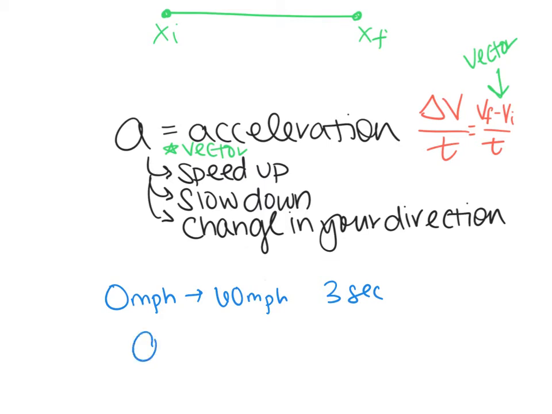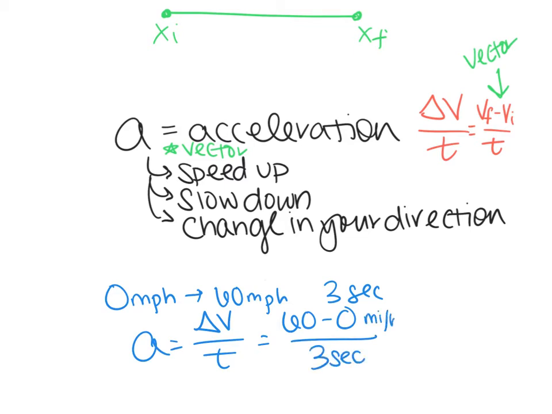Well, I could do my acceleration is the change in velocity over time. So I went from 0 to 60. So final is 60 minus 0. And then for my time, it's 3 seconds. But if you look, this one was miles per hour. So I'd really like to get my seconds into hours, and then I could solve.